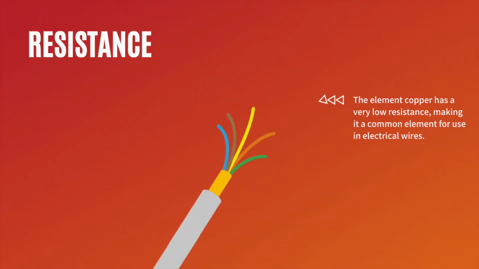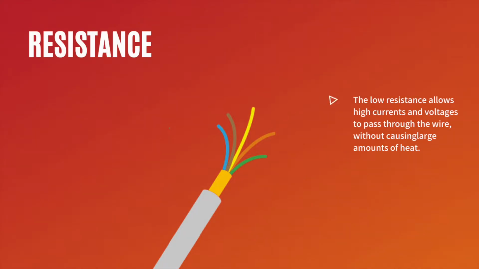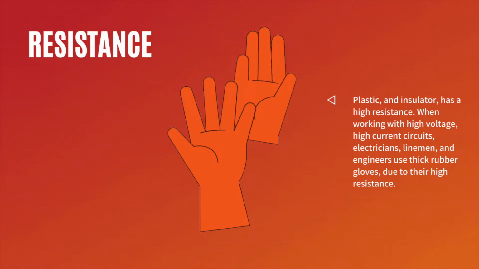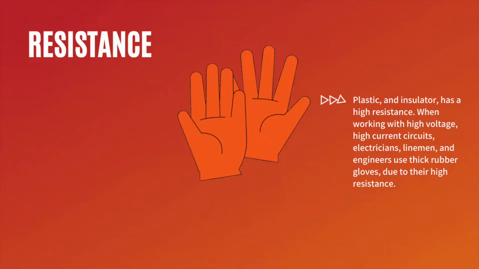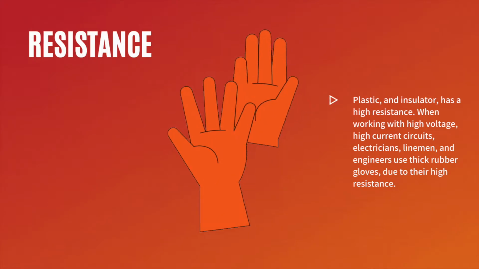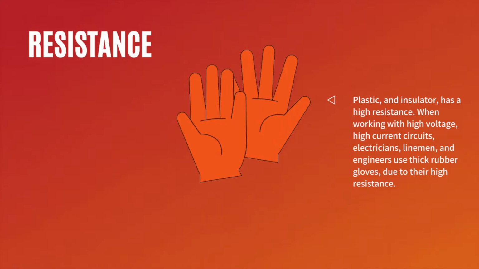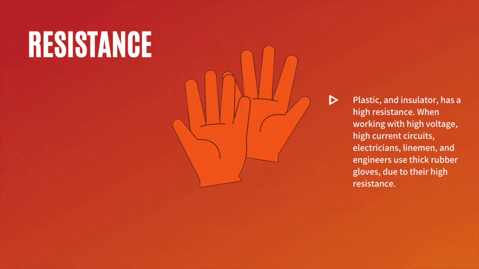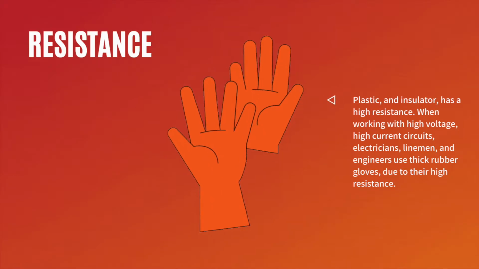The element copper has a very low resistance, making it a common element for use in electrical wires. The low resistance allows high currents and voltages to pass through the wire without causing large amounts of heat. Plastic, on the other hand, an insulator, has a high resistance. When working with high voltage, high current circuits, electricians, linemen, and engineers use thick rubber gloves due to their high resistance.